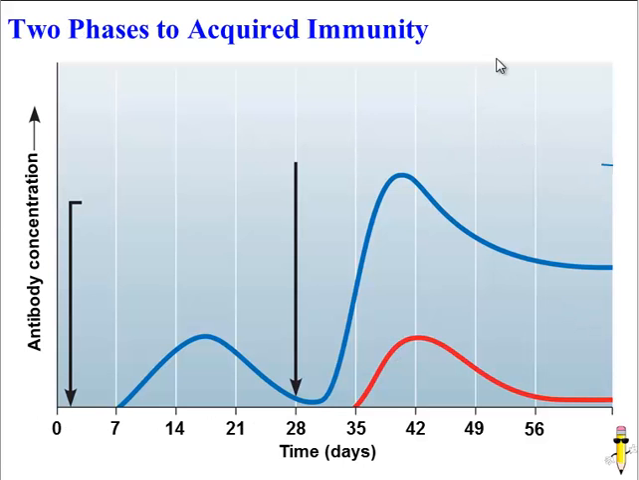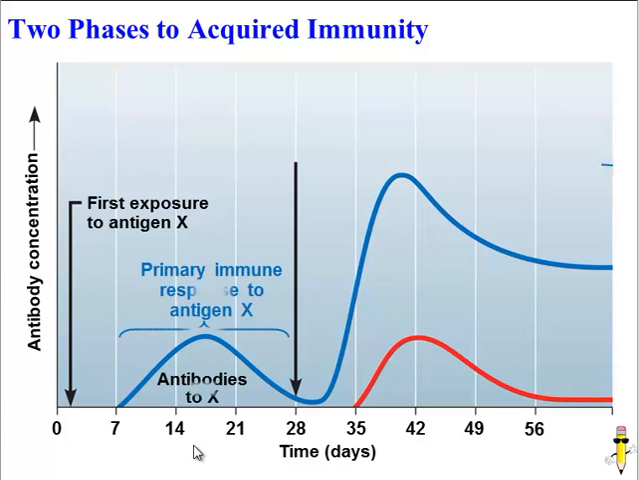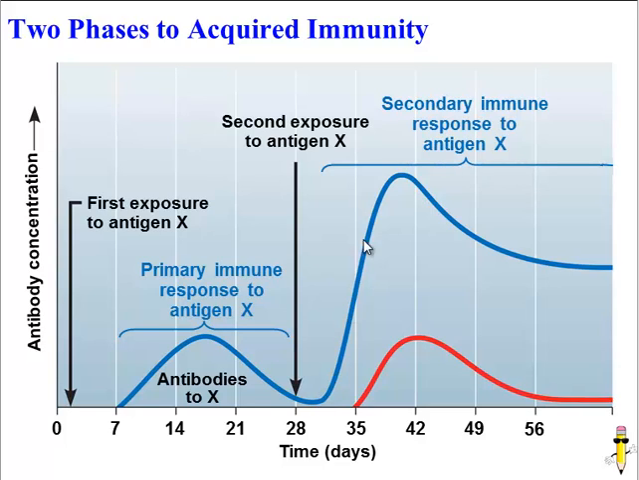So this leads us to how immunity is actually acquired. Let's say you're exposed to an antigen. Your body will make antibodies to that antigen, antigen X. This is known as the primary immune response. And as you can see, it takes about 3 weeks to make this many antibodies. But let's say that you're exposed to it a second time. Because of the memory cells, in a much shorter period, your body will make many more antibodies.